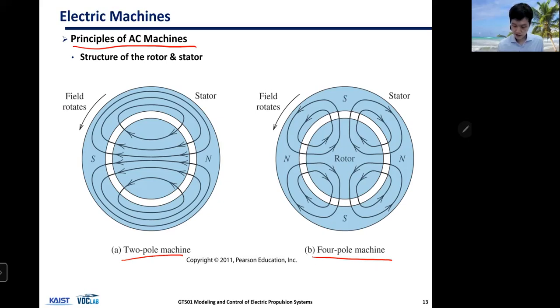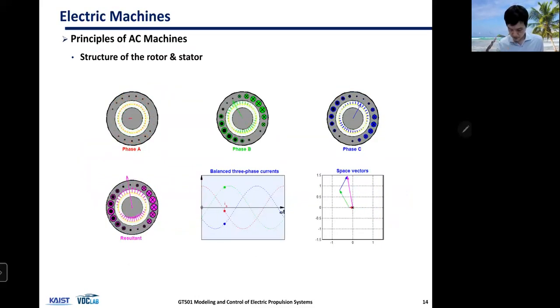Let's say you have a stator that has this field, north, south, 4-pole, and then within the rotor you are going to generate a field that creates this torque, magnetic field, using current flow, right? So to explain that better, this should be a good illustration of that. So this is a three-phase AC machine. How three-phase AC machines work.